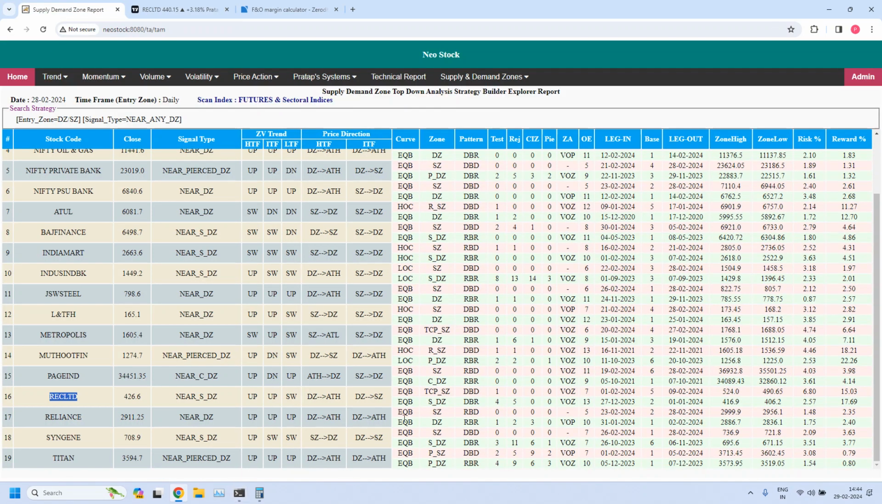Okay, anyway, REC Limited is the next one we have analyzed, and any more? Yeah, one more is there, but this is Piast. Okay, fine. This is about demand zones. Out of these two demand zones, we got the trades today.